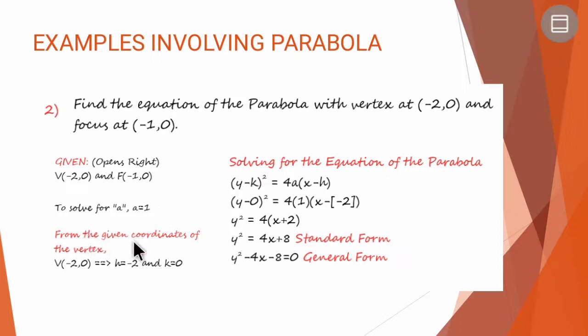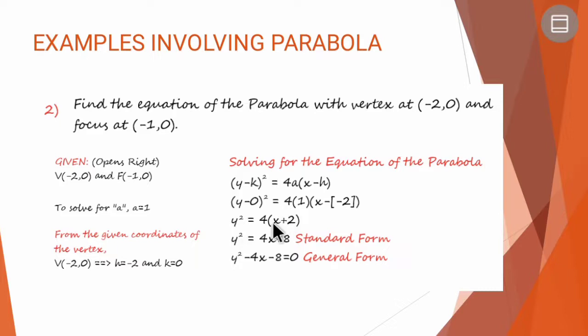From the given coordinates of the vertex, h is -2 and k is 0. These are our coordinates. Solving for the equation of the parabola, since we are only looking for the equation and the parabola opens right, we have the square of y minus k is equal to 4a times x minus h. Since our k is 0, this is what remains.